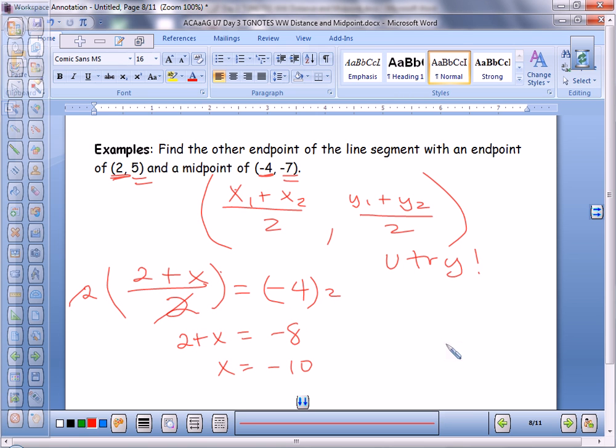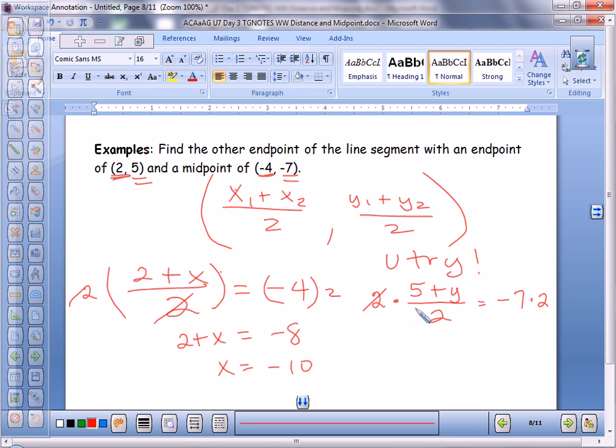Okay, so on the next one for the y, one of the y values we know is 5. We do not know the other one. But we know that when we average them, we get the y value at the midpoint. So we solve this equation. The easiest way to solve this equation is to get rid of the denominator. The way you get rid of the denominator is to multiply both sides by that denominator. So we get 5 plus y equals negative 14, so y equals negative 19.